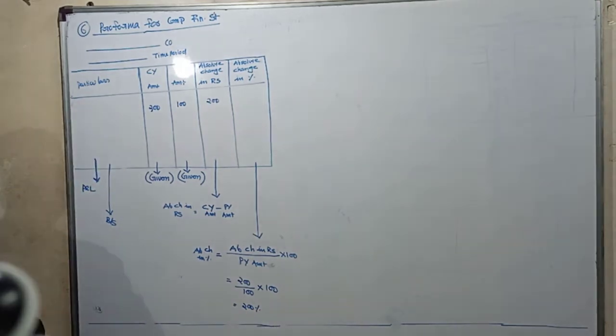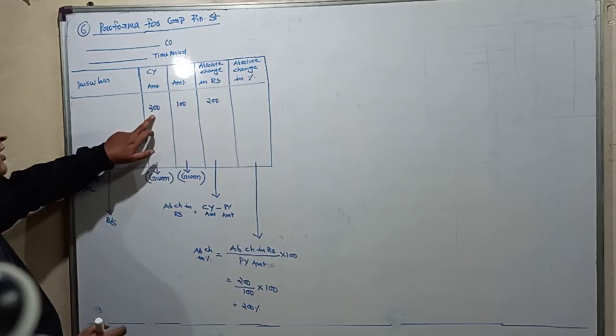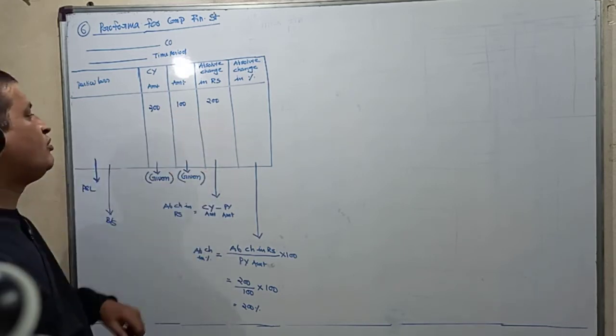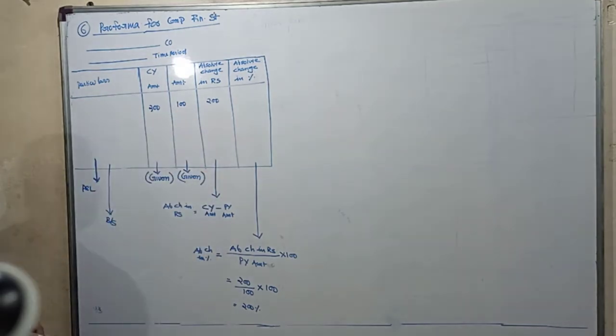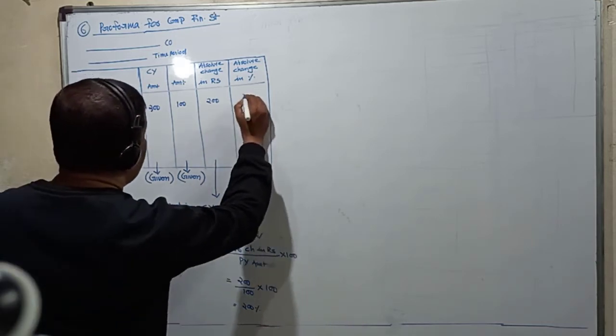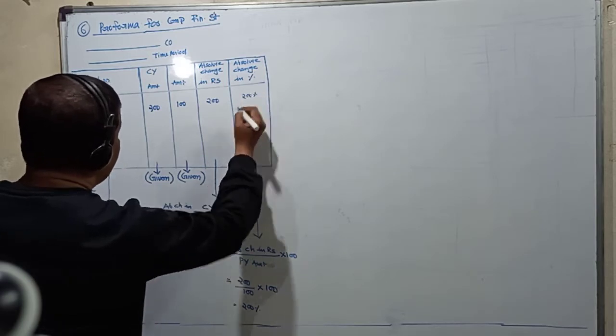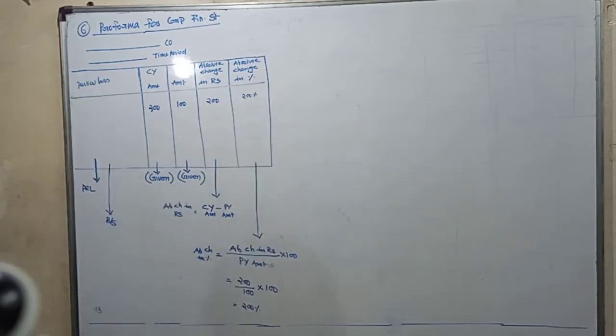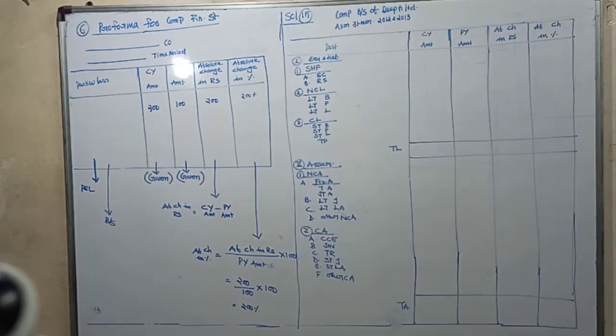So when compared to the previous year, the current year amount has increased by how much? We have increased by 200%. So that's how we post the values in this. So there is a 200% increase when compared to the previous year. Now we'll take a problem and we'll understand this better.